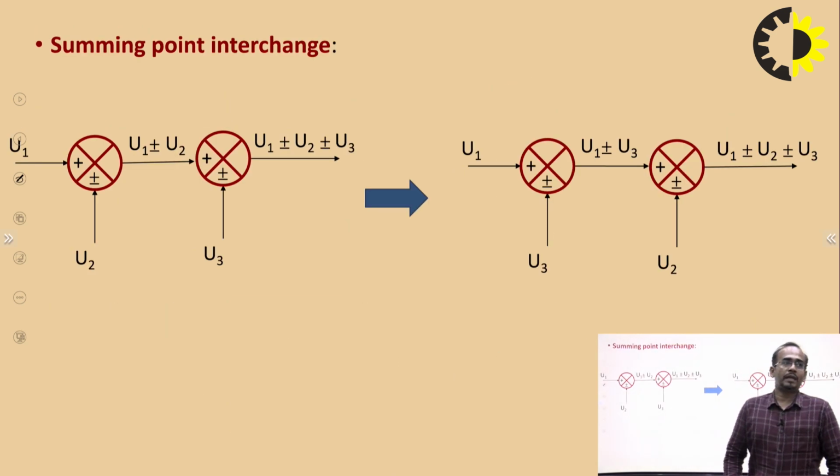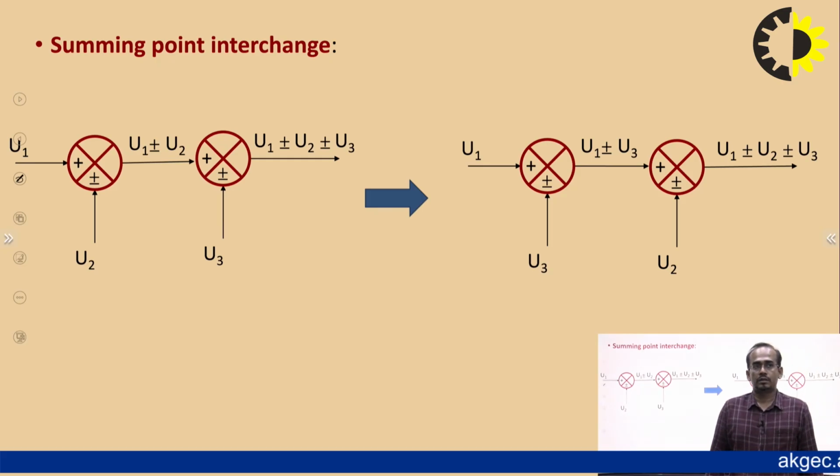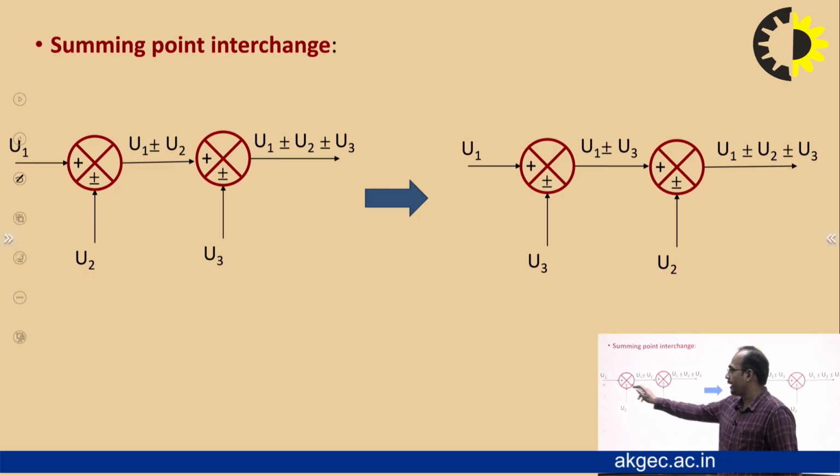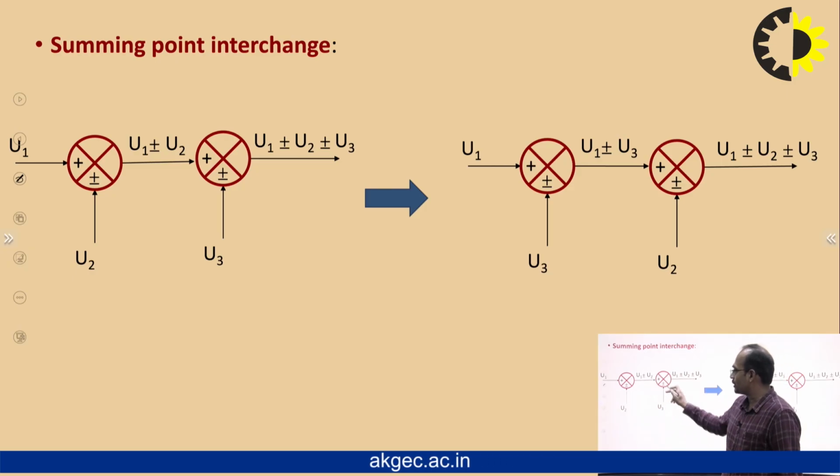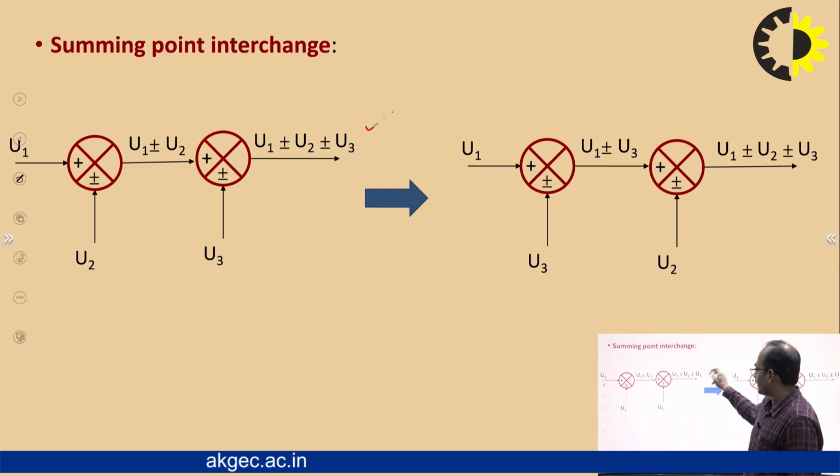Now, summing point interchange. Here there are basically two summing points. The inputs are U1 and U2 for the first summing point, and U3 and U1 plus or minus U2 for the second summing point. So the resultant output is U1 plus or minus U2 plus or minus U3.